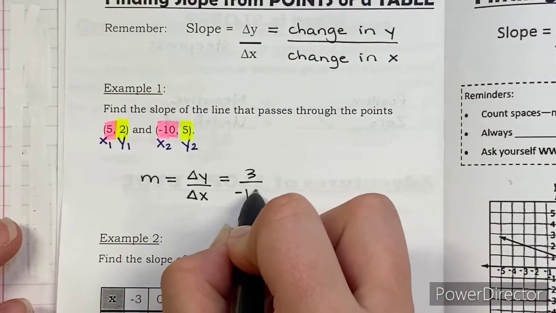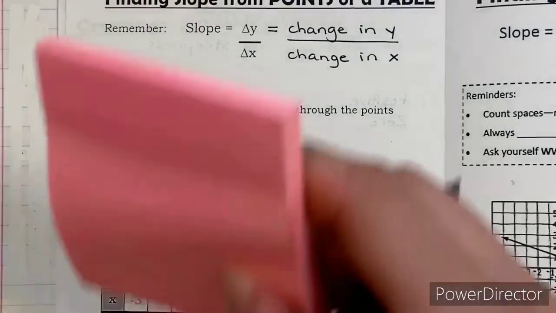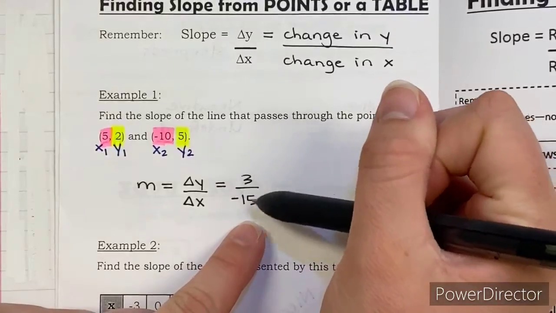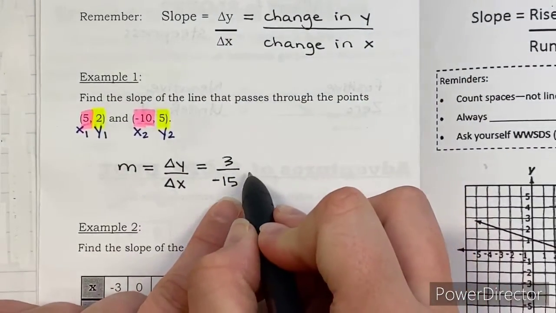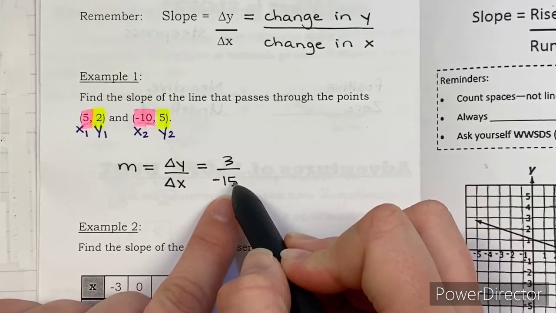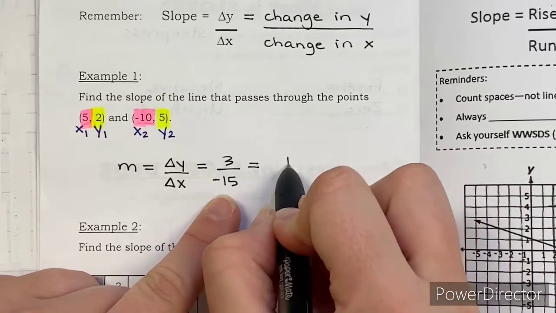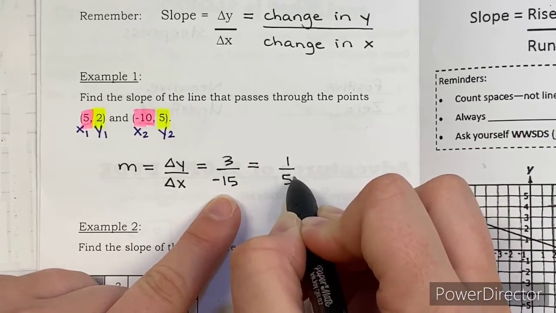So draw a number line if you have to. Please draw a number line. I would rather you take a couple extra seconds to draw a number line than to get it wrong. And then the only thing that you should always check for is if you can simplify. And we can actually simplify this one. So 3 over 15 simplifies to 1/5.